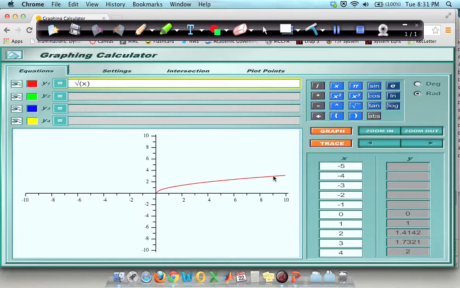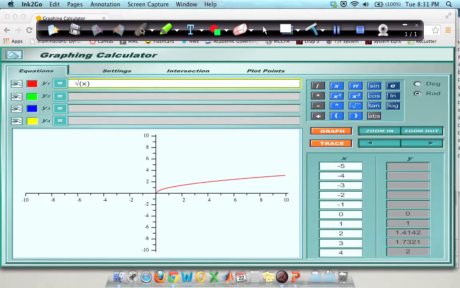Okay. Notice it goes through, so I'm just going to label a couple of things. Starts at the point 0, 0, and there's no negative values, because remember, for a square root, you can't have a negative under the radical sign. All of these would be non-real solutions. So it starts at 0 and goes on to infinity.